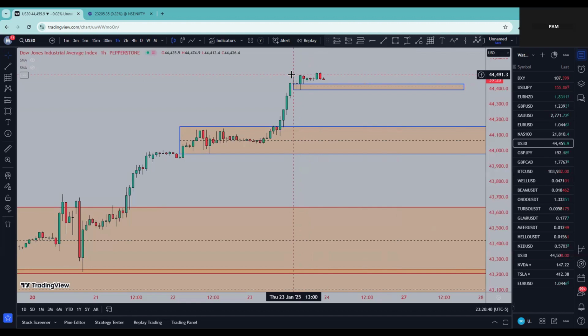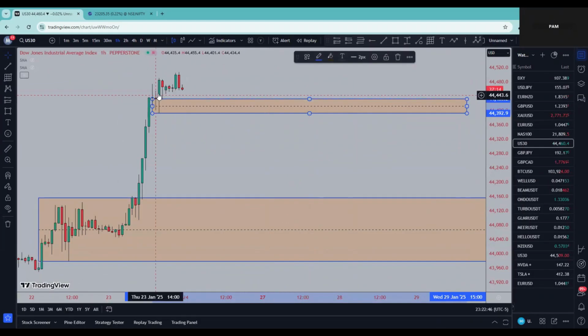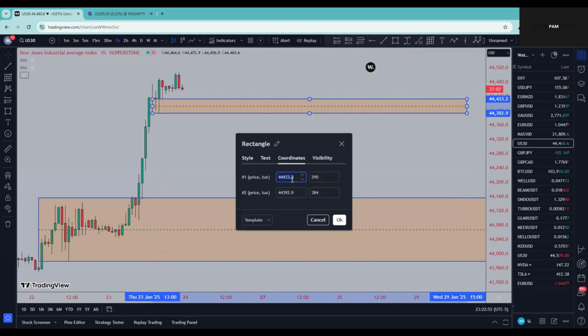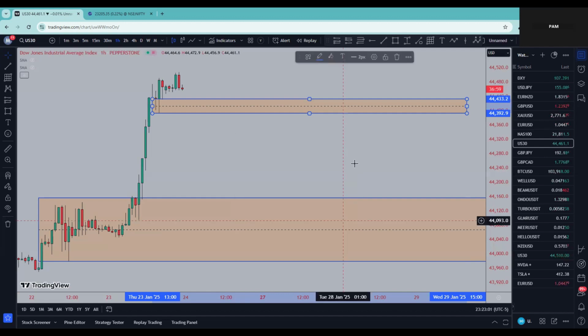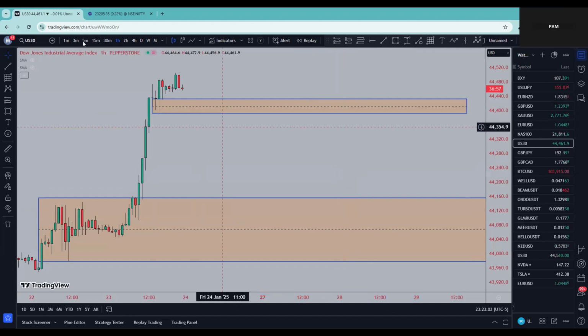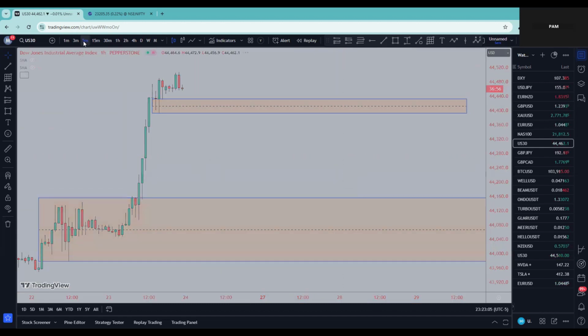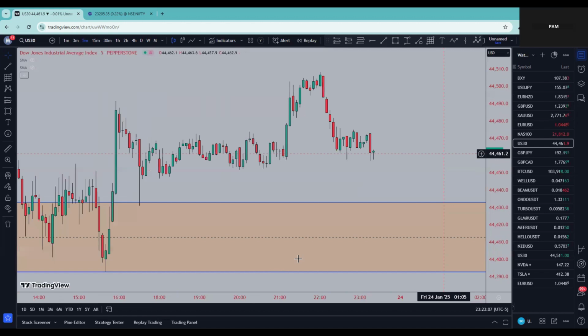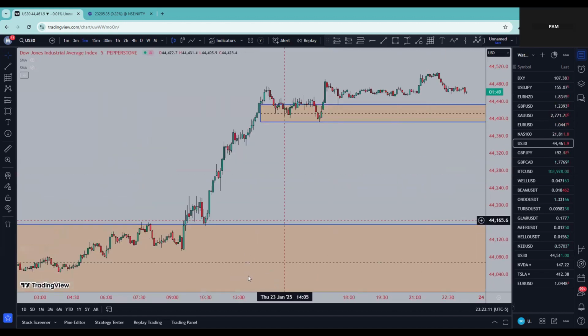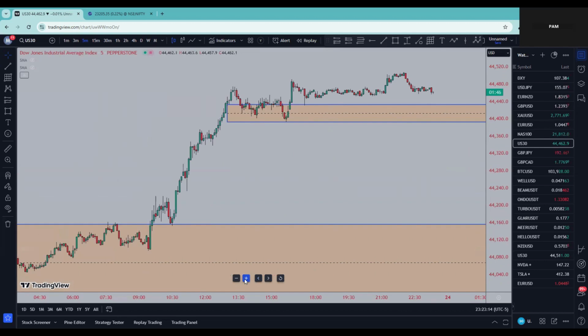You can see, let me even see this. This open is 44,433.2. So now you see price reacting around here. We'll go to the 5 minutes. When we get to the 5 minutes, we're going to start looking for our price action pattern.